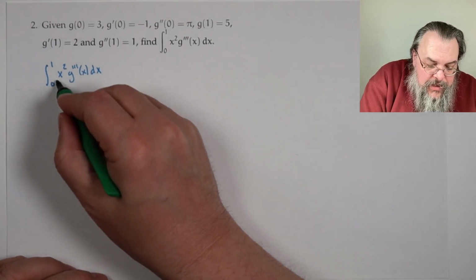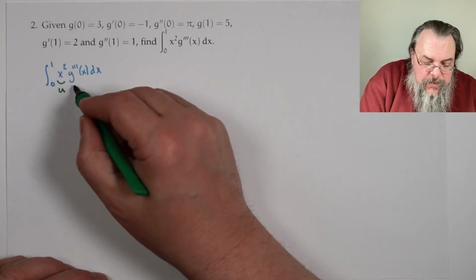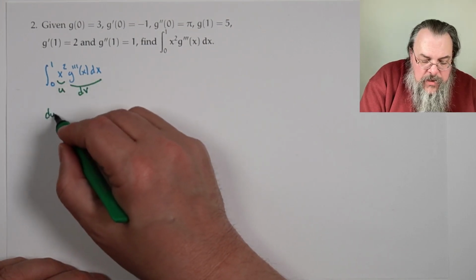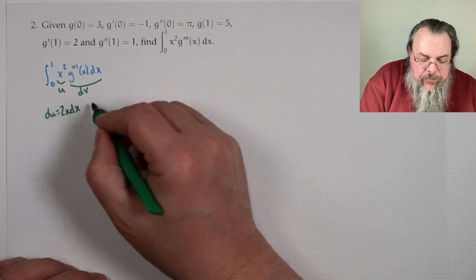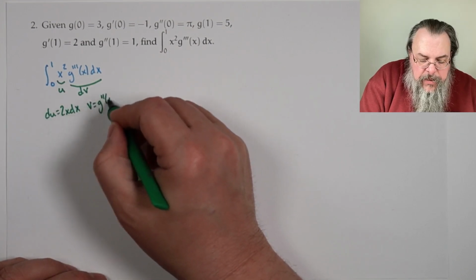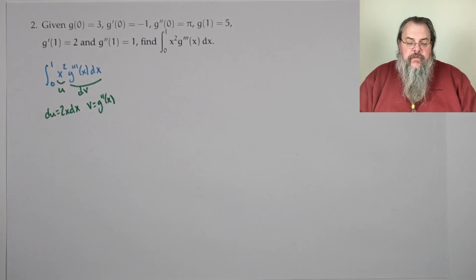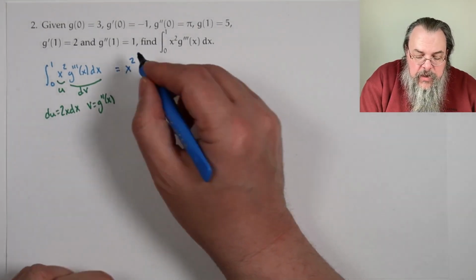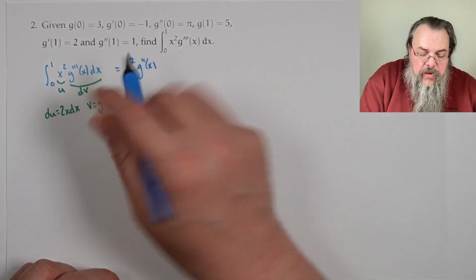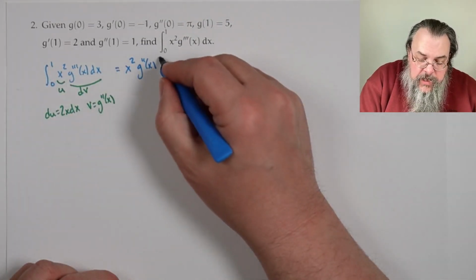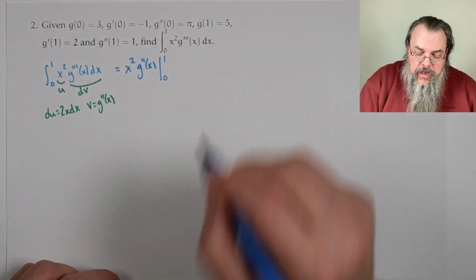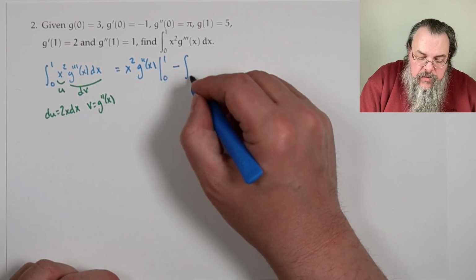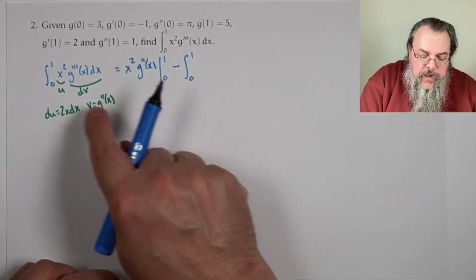So here we go. This is the part we're going to differentiate. This is the part we're going to integrate. So we have du is 2x dx. V is g double prime of x. All right, so here we have x squared g double prime of x, uv. And don't forget, this is a definite integral, so you need to evaluate. And now we're going to subtract the integral, still the same bound, 0 to 1, of v du.